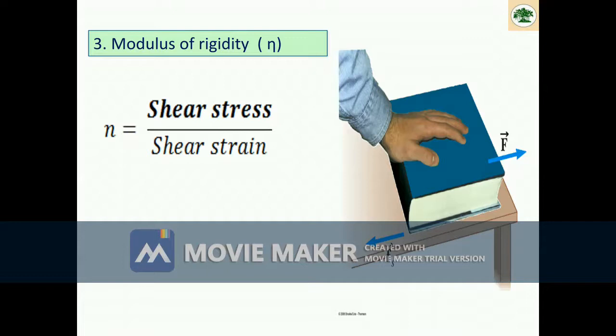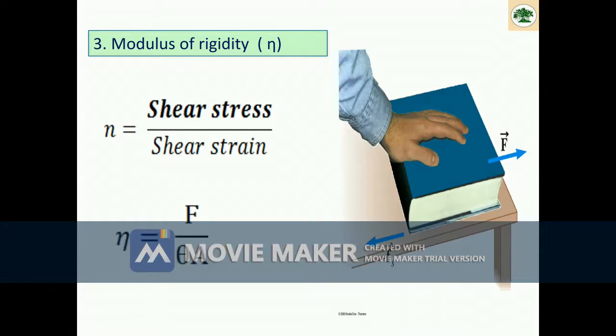In the diagram there is a book, and on the book there is a force F acting in tangential direction. Due to the tangential force, there will be change in the shape of the body, but this change will be in tangential direction. The lower surface remains at the same position, but there is the displacement of the upper layer of the book, and this will give rise to the modulus of the rigidity.